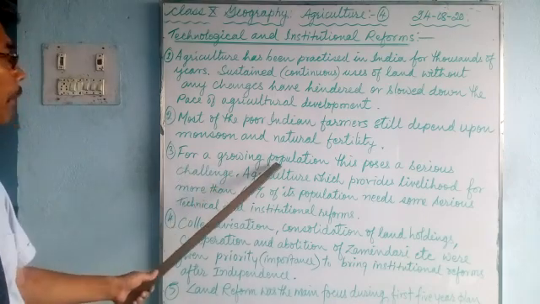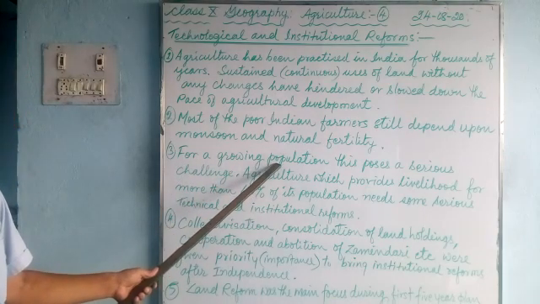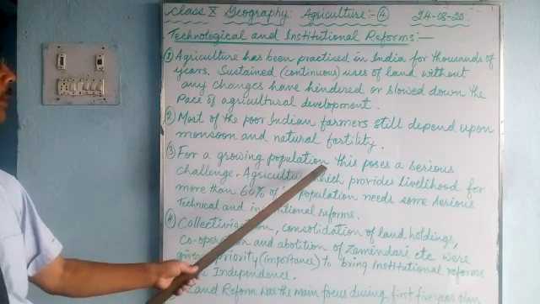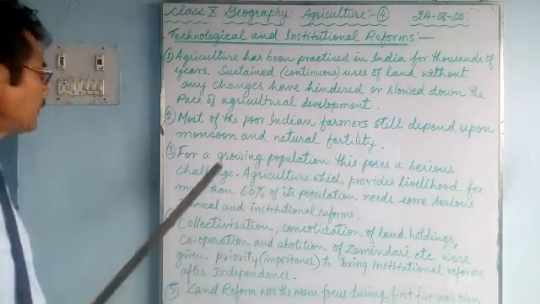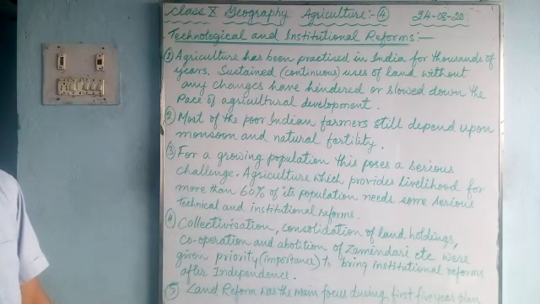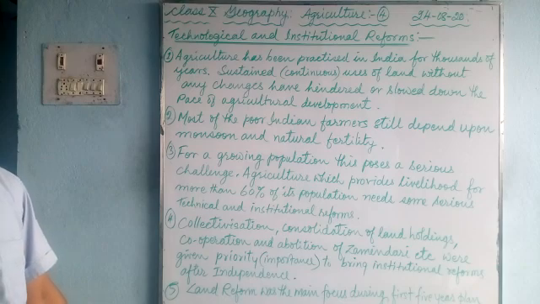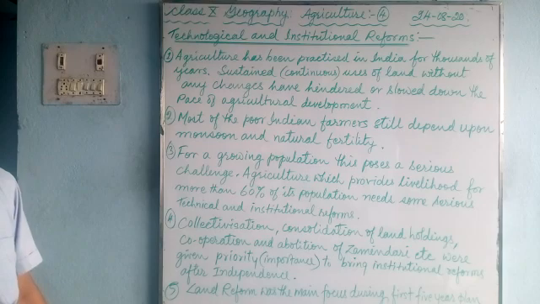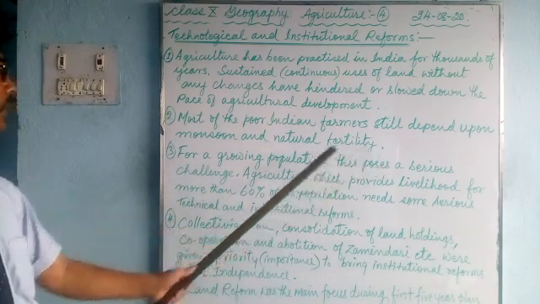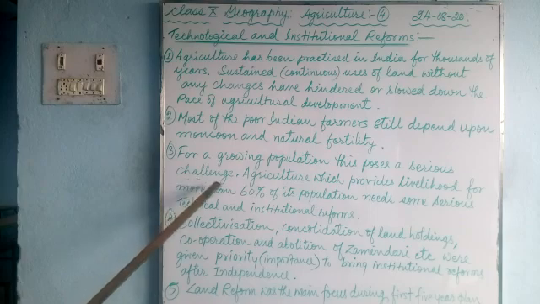In our India, the population is growing day by day. For a growing population, this poses a serious challenge. Why is it a serious challenge? Because people are poor, they cannot adopt new methods, new technology, new irrigation facilities.